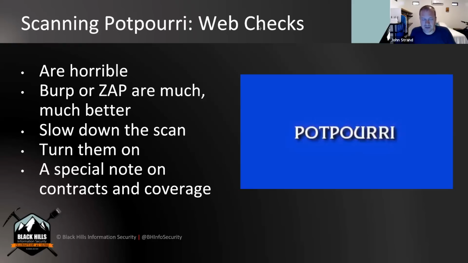Turn them on. And the reason why is because of contracts and coverage. If you're scanning and in the contract, it says you're going to check for web app vulnerabilities and they have 400 web servers and you shut off those scan checks, then you've just not checked for web vulnerabilities for 400 servers. You're going to be in breach of contract. This gets you to the point where you can make sure that you get at least adequate coverage per the contract language to make sure that you're testing the things that you should be testing. So turn on your web checks.